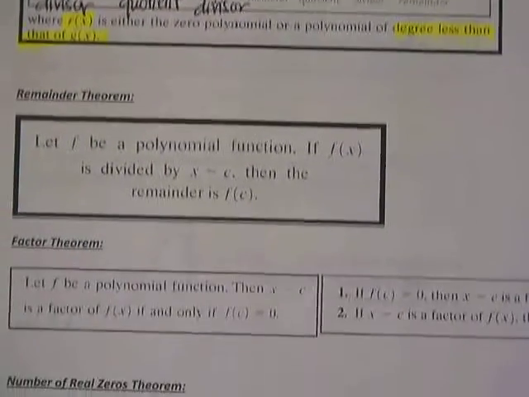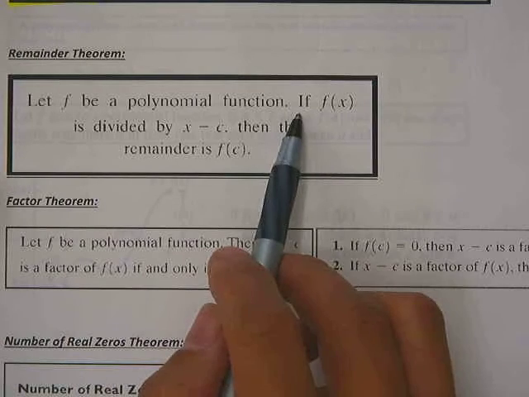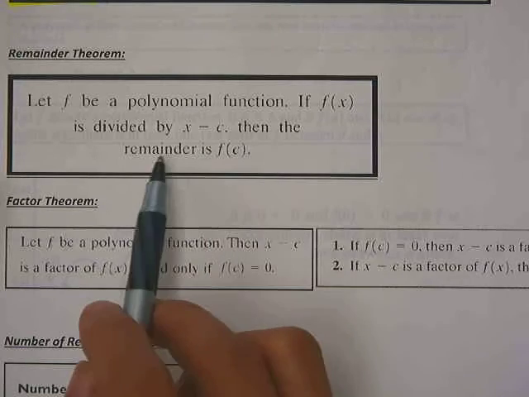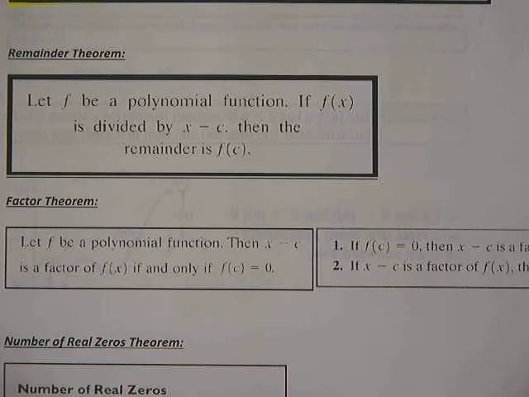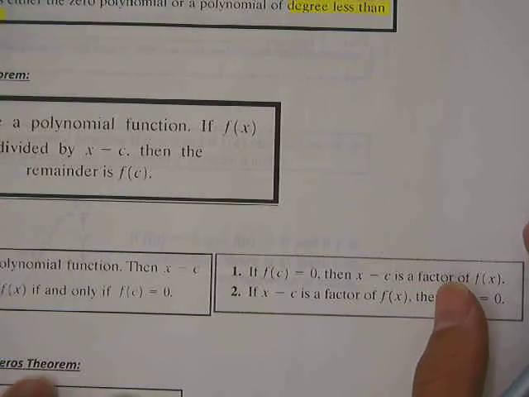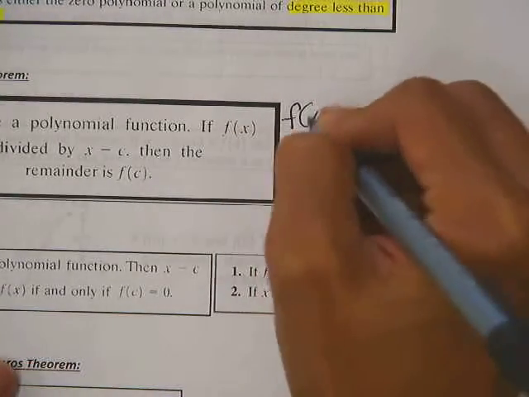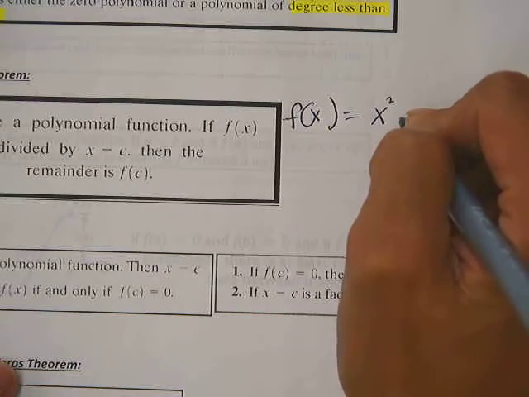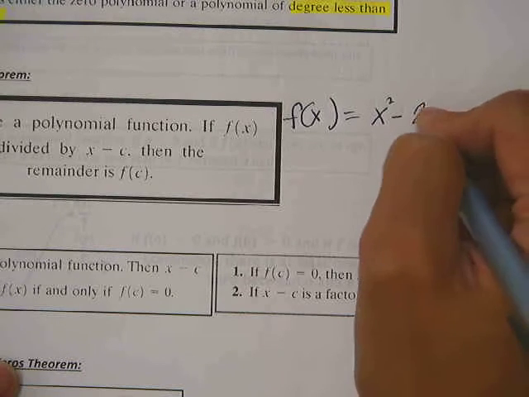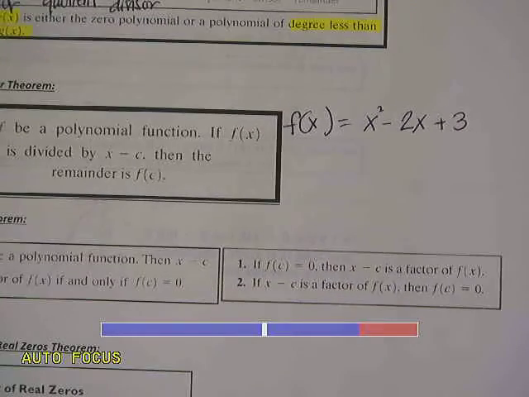Remainder theorem says, let f be a polynomial function. If f of x is divided by something called x minus c, then the remainder is f of c. Okay, what on earth does that mean? So let's give you an f of x. I'm going to make up something. F of x equals x squared minus 2x plus 3, like that. So there's my made up polynomial.